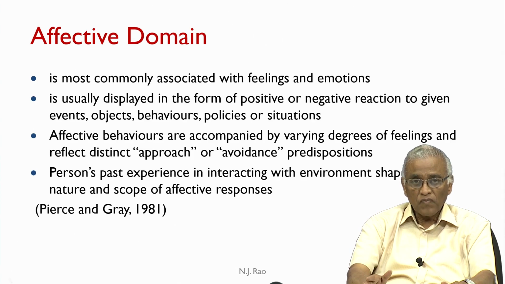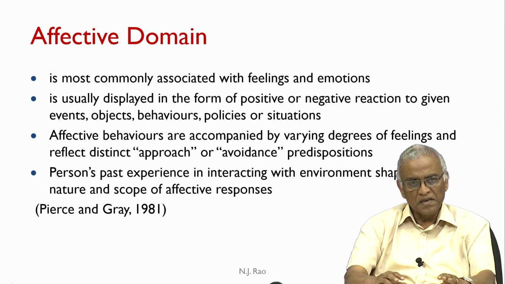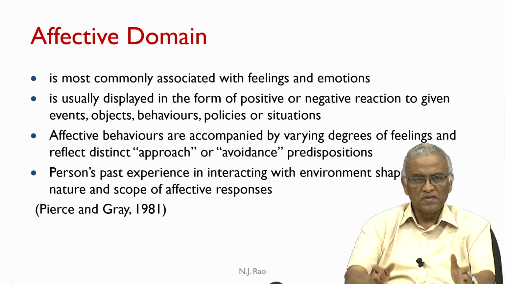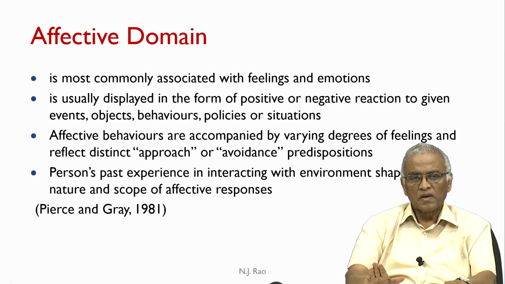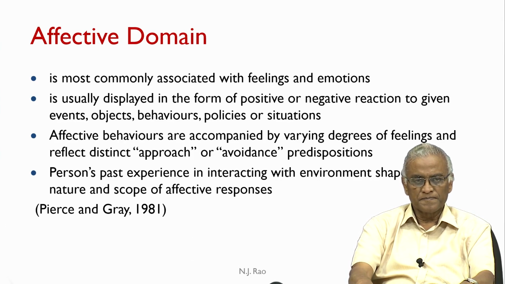Our reaction can be to an event that is occurring in front of us, or events that we become aware of through newspapers or TVs or any other information, or to objects, behaviors, policies or situations. So for anything and everything, our first level reaction is positive or negative, and there is also a degree of strength associated with a positive or negative reaction. That much has been established by neuroscience.